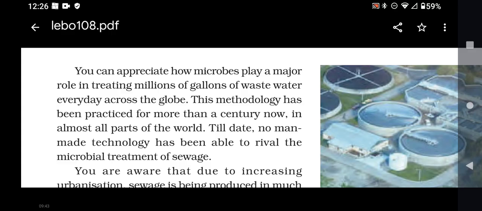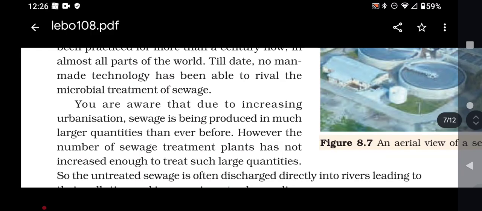So this methodology has been practiced for more than a century now in almost all parts of the world. Till date, no man-made technology has been able to rival the microbial treatment of the sewage. You are aware that due to increasing urbanization, sewage is being produced in much larger quantities than ever before. However, the number of sewage treatment plants has not increased enough to treat such large quantities.